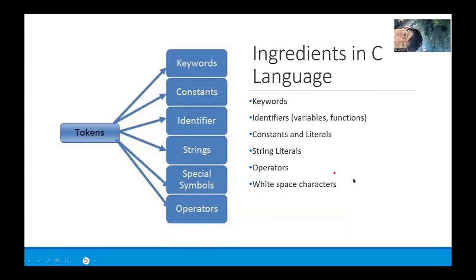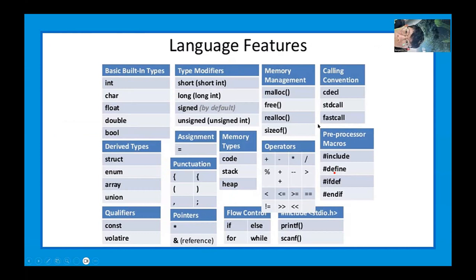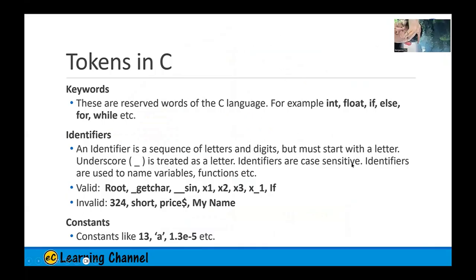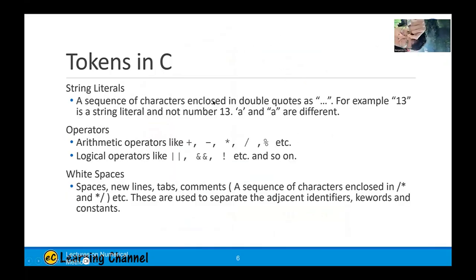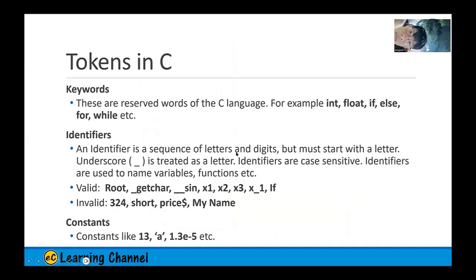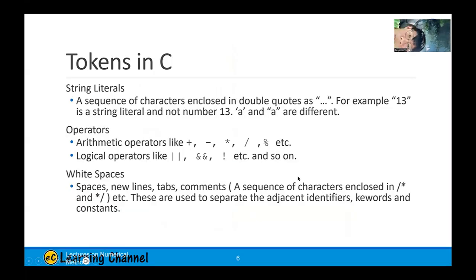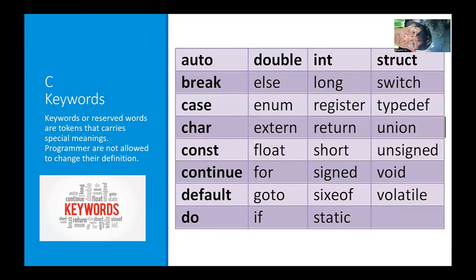So there are keywords, constants, identifiers, strings, special symbols, and operators. These are all tokens in C language. Token means words. So tokens in C language, the naming convention we already talked about, so I won't repeat it one more time. Okay, these are simple parts. Keywords, these are different keywords. Remember, these keywords you cannot use for variable names, okay?